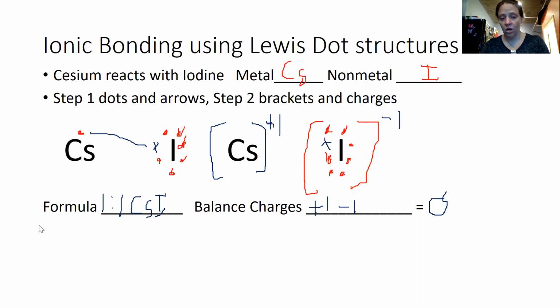Make sure you have all of these valence electrons. So 1, 2, 3, 4, 5, 6, 7, and then your 8, which completes its octet rule. All right, our formula is a 1-to-1. So our formula is going to be CsI. And now we're going to balance the charges. So we have a +1 and -1, which is going to give us 0. So this compound is very stable and happy.